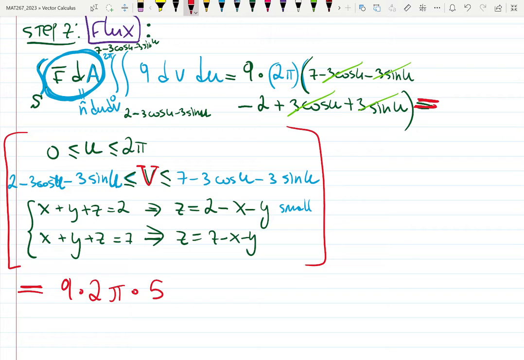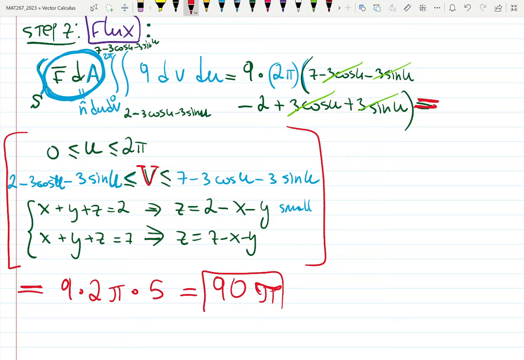But 7 minus 2, 7 minus 2 is 5. So what is my problem? Oh, it should be 90. It's not supposed to be 45. It should be 90. See, I need to be more confident.